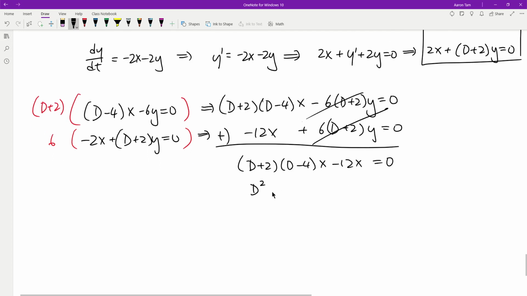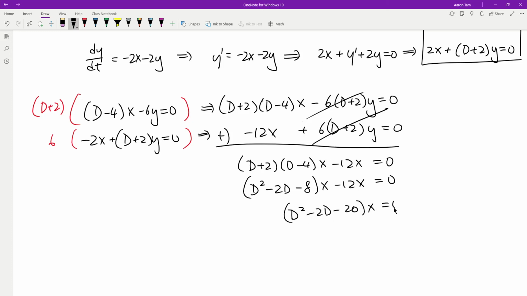And so that will be D squared minus 2D minus 8x minus 12x equal to 0. So therefore it becomes (D squared minus 2D minus 20) of x equal to 0. Now that is interesting because that does not come out to be factorable. Let me double check my math, make sure I didn't do anything wrong.